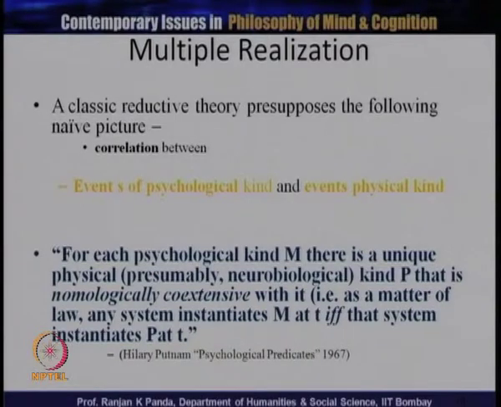1967, where Putnam writes that for each psychological kind M, there is a unique physical, presumably neurobiological, kind P that is nomologically coextensive with it. That is, as a matter of law, any system instantiates M at t if and only if that system instantiates P at t. Now, Putnam tries to show that the realization thesis talks about a kind of nomological coextension, that is, mental properties or mental predicates are nomologically coextensive with the physical predicates.